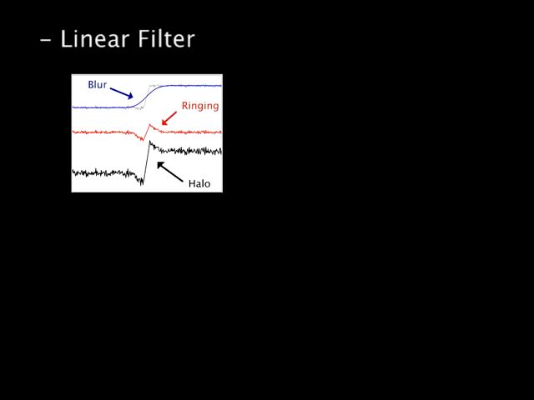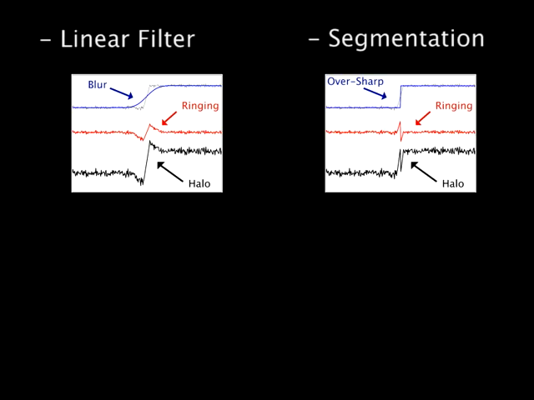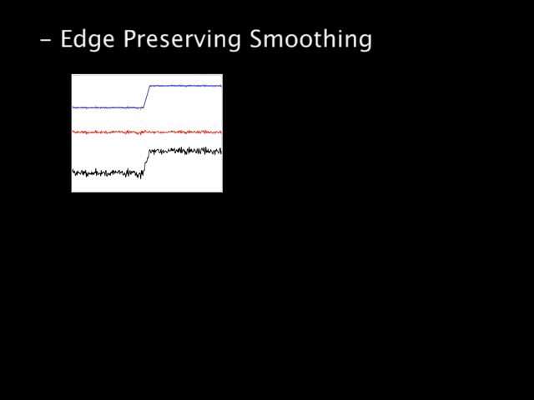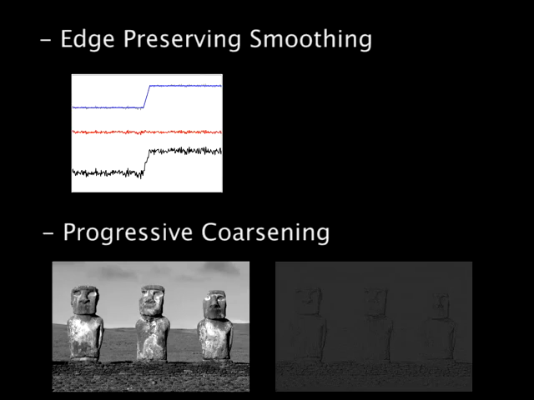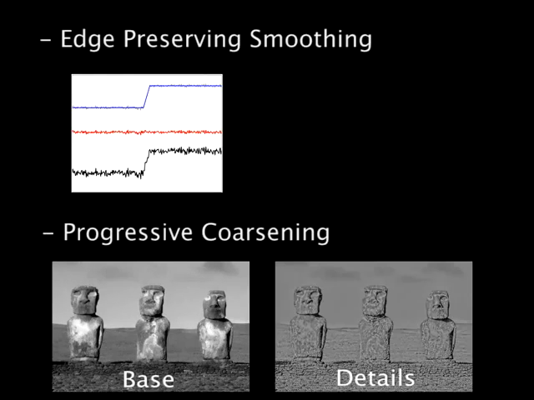Thus, neither linear filtering nor hard segmentation is well suited for detail extraction, and in practice, edge-preserving smoothing operators are used. In addition, for a multiscale decomposition, the operator must be able to smooth increasingly larger features, allowing larger scale detail to migrate from the base layer into the detail layer.